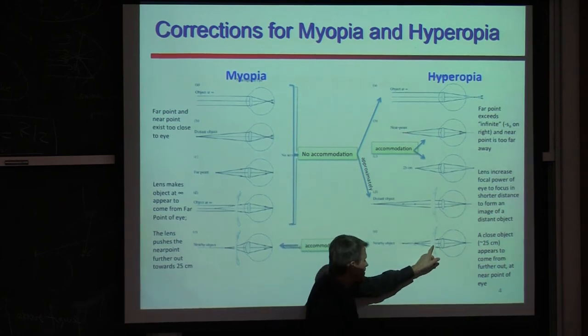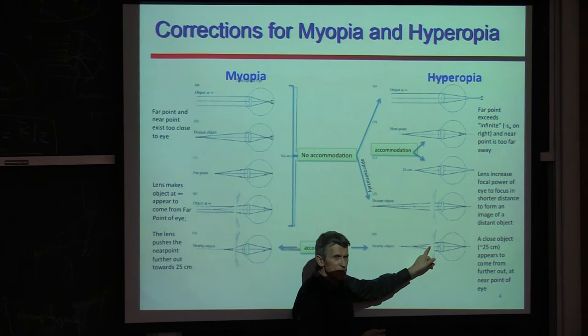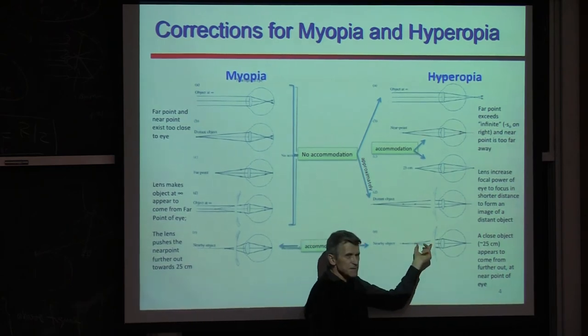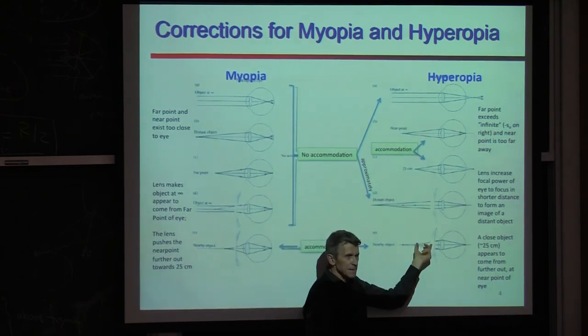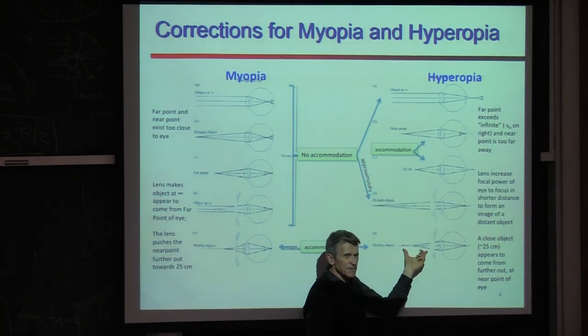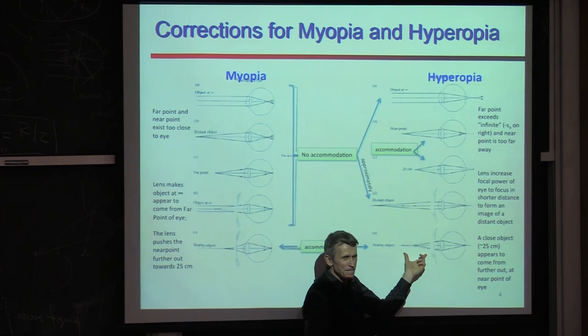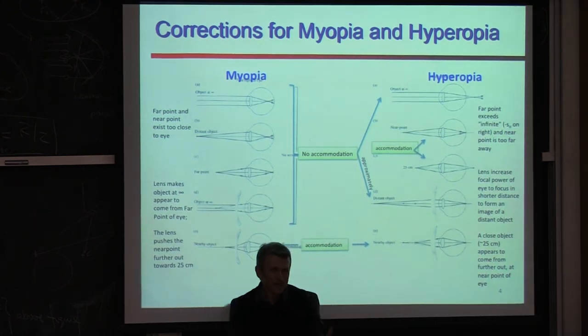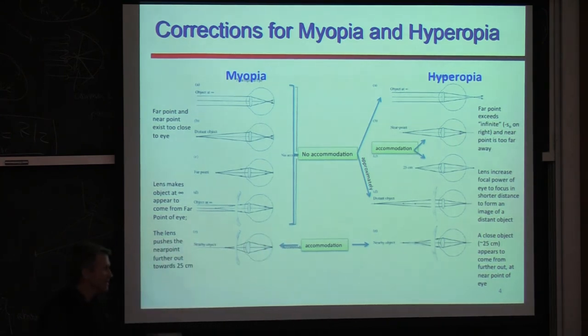So how do I correct this condition with this lens? I take an object distance which is 25 centimeters away, and I make it appear to come from an image distance of, you got the sign right? Minus 2 meters. And then I can calculate 1 over F. Right, so we can now double the number of our customers in our little optics shop.